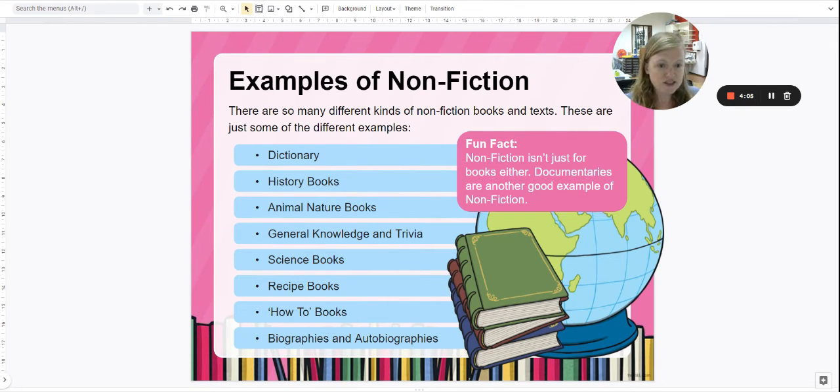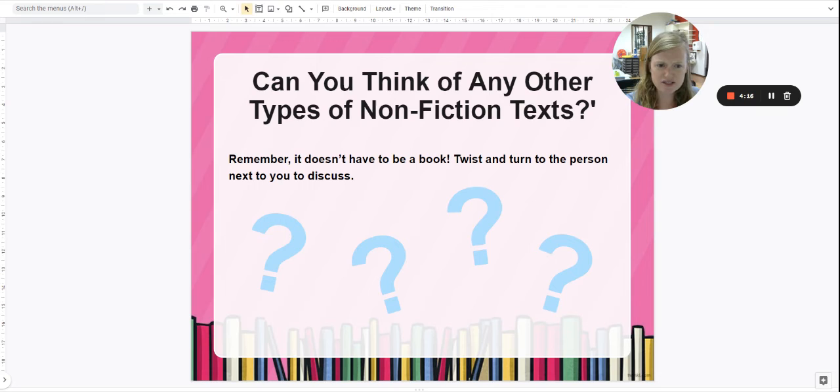So non-fiction isn't just for books. You might watch documentaries. You might read a recipe. They're also really good examples of non-fiction texts. Can you think of any other types of non-fiction texts? What about a magazine? That often has real life information on it. One of my children's favorite things to look at is the little magazines that you can get when you go in the door of Toys R Us that have all the pictures of the toys on sale. So that's another example of non-fiction.